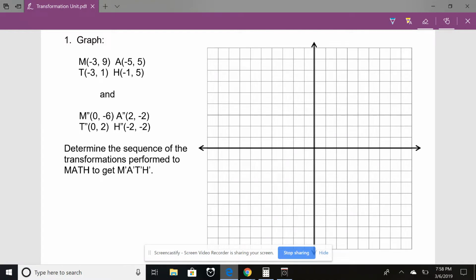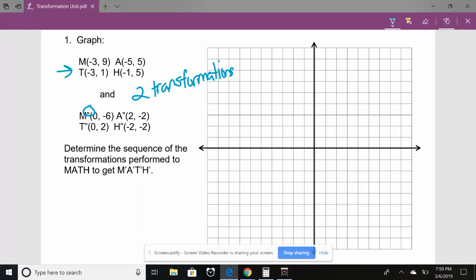Now, those double primes are important because they tell us how many transformations there are. So this double prime means that there's two transformations done. So just keep that in the back of your mind. Now, let's graph our figure MATH.